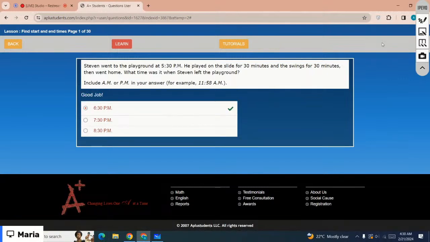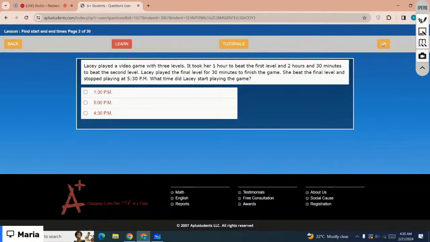The next one is Leslie played a video game with 3 levels. It took her 1 hour to beat the first level and 2 hours 30 minutes to beat the second level. Lacey played the final level in 30 minutes. She beat the final level and stopped playing at 5:30 p.m. What time did Lacey start playing games? So which is the correct option?